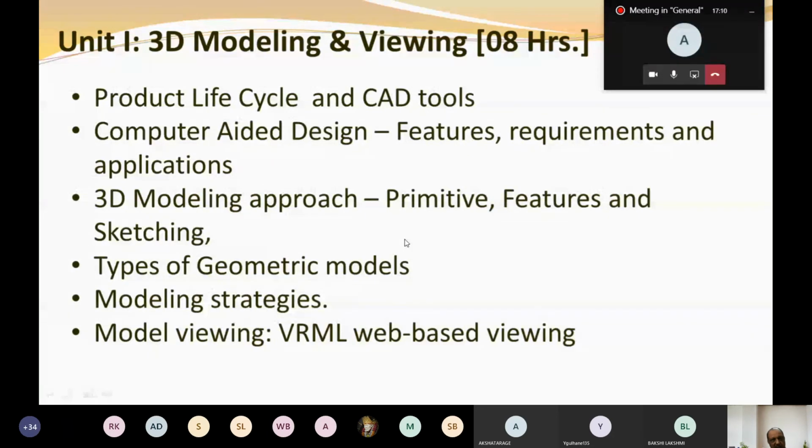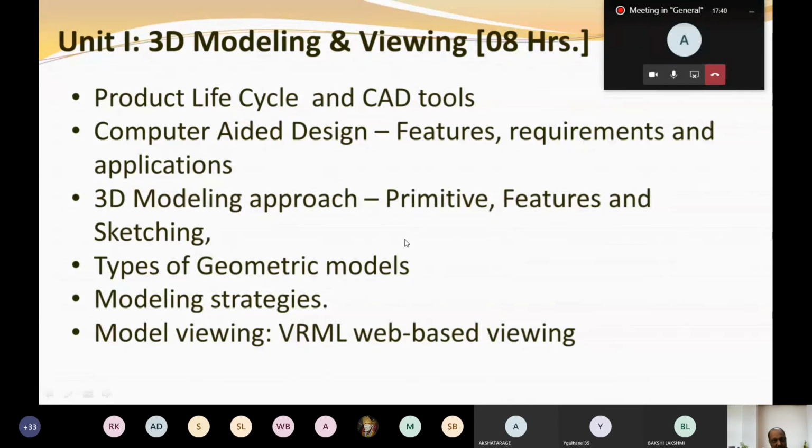The computer means various software of mechanical engineering. So how do these software help to develop the product? That is computer aided design. We will see the effect of CAD tools on the product life cycle, that means how the product gets developed faster using the CAD tools.